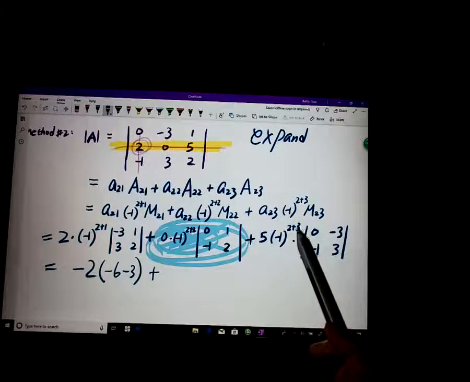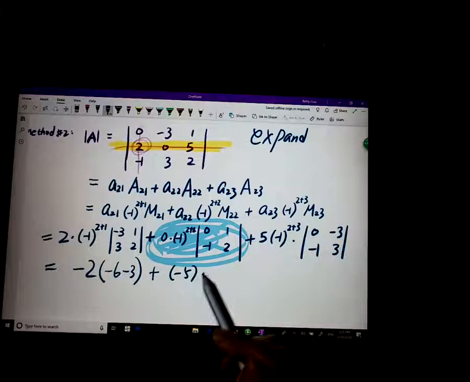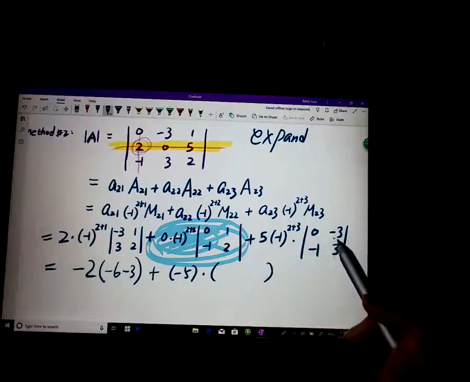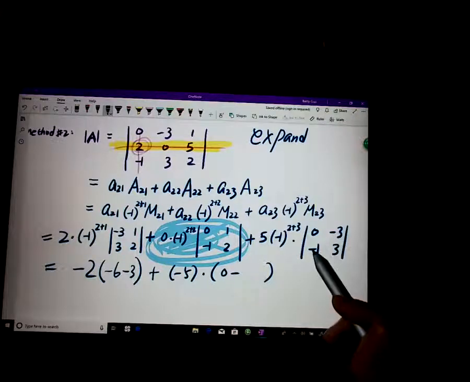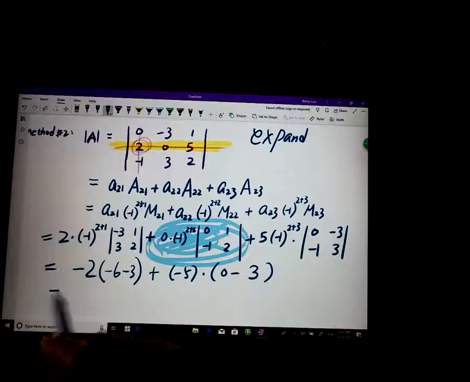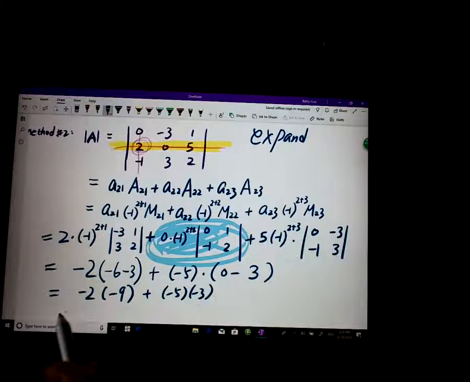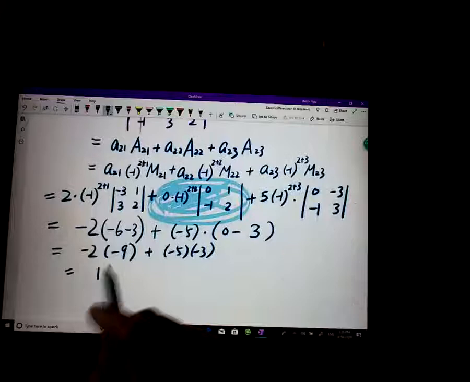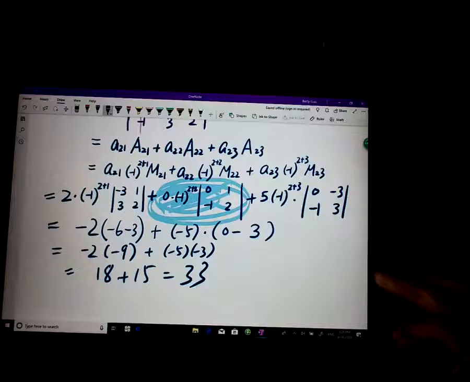And 2 plus 3 is 5. -1 to the power of 5 is negative, so we have -5 here, multiplied by the value of this 2 by 2 determinant. 0 times 3 is 0, minus -3 times -1, which is a positive 3. Let's see, what do we have? -2 times -9 gives this, and this is -5 times -3. Negative times negative is positive: 18 plus 15 is 33. We got the same result as earlier, with the first method.